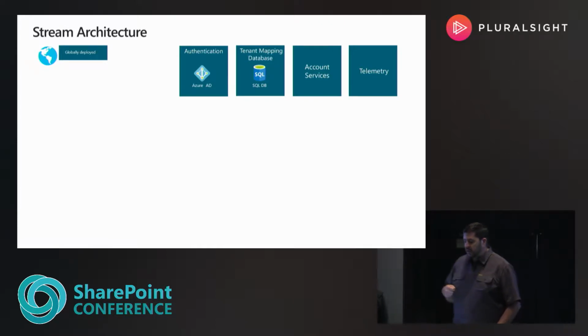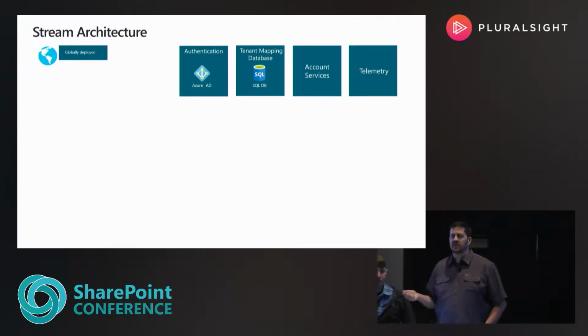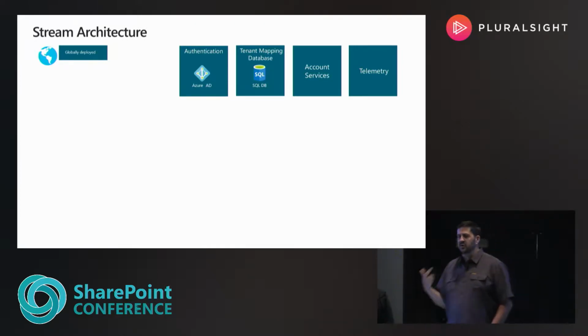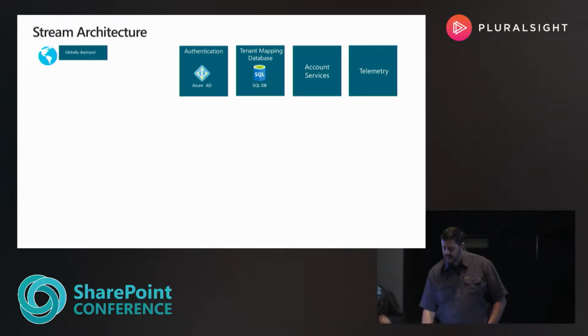As part of that, we have a tenant mapping database, and this is what tells us, based on your AAD credentials, what tenant you belong to, and where that tenant is based out of. So that's how we find out which data center your data actually lives in. Account services is part of what we use to coordinate that AAD integration, and then we have some general telemetry that's also at the global level.